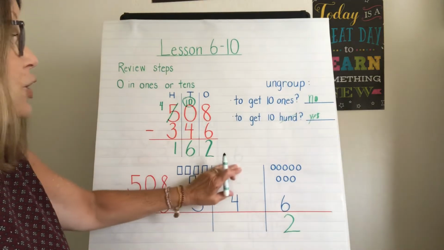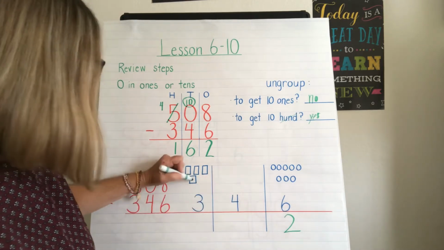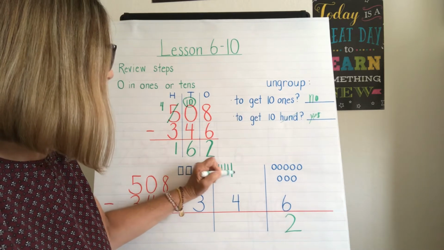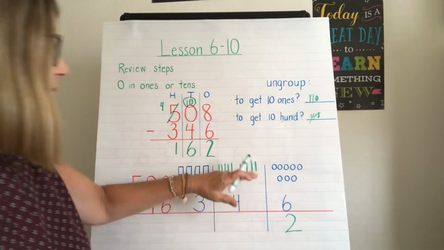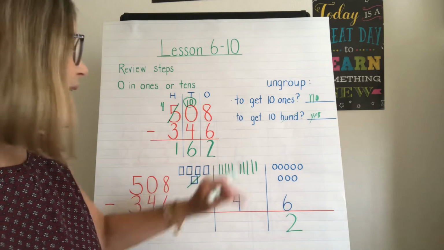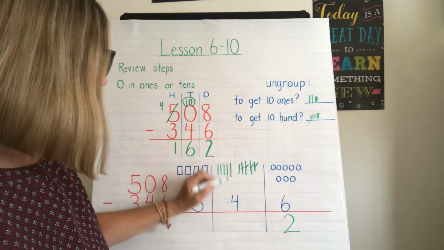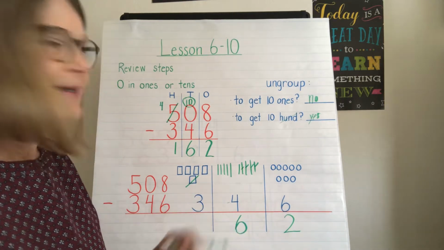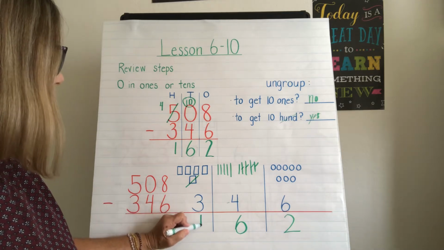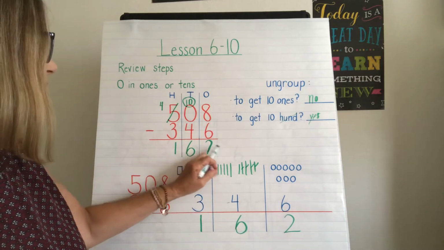But we've got no tens. I can't subtract 4 from nothing. So I'm going to take one of these hundreds and I'm going to go 1, 2, 3, 4, 5, 6, 7, 8, 9, 10. It's still 100. I just broke it apart into 10 tens. Now I can take away 4, 1, 2, 3, 4, and I've got 6 tens. 4 hundreds take away 3 hundreds is 100. So we've got 162, 162.